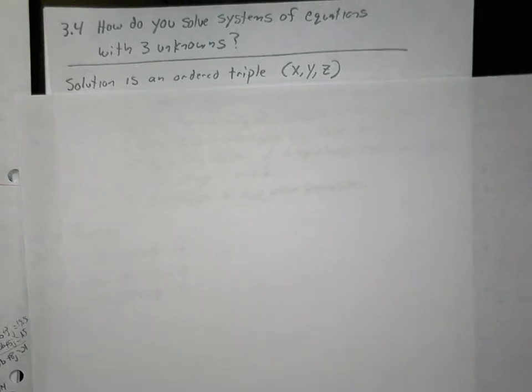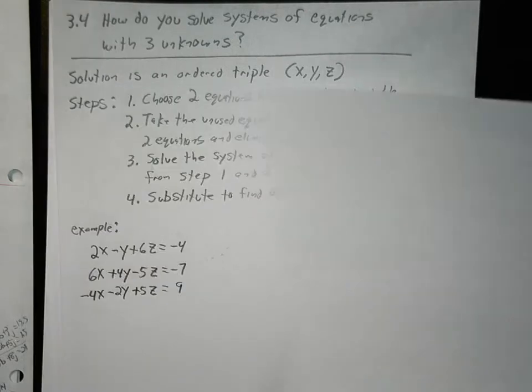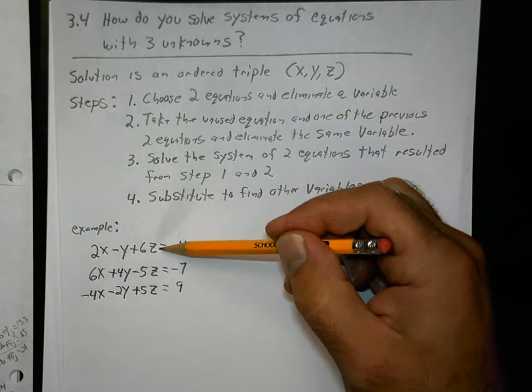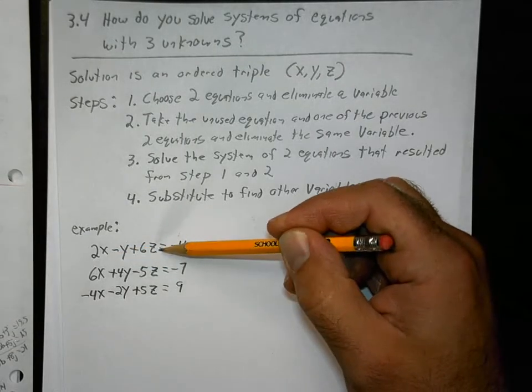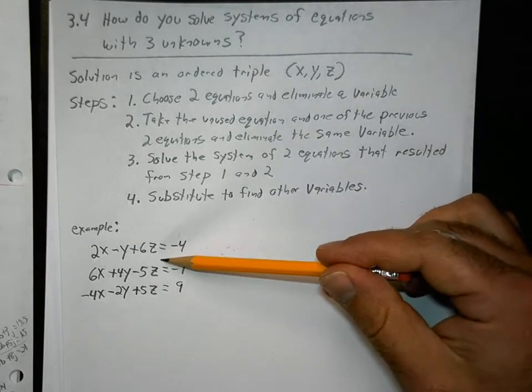Hello, we're moving on to section 3.4 and we're answering the question, how do you solve a system of equations with three unknowns? A system of equations with three unknowns looks like this in this example. We've got three equations and three unknowns. If I have three unknowns, I need three equations to solve it. If I have two unknowns, I need two equations. If I have four unknowns, I would need four equations.